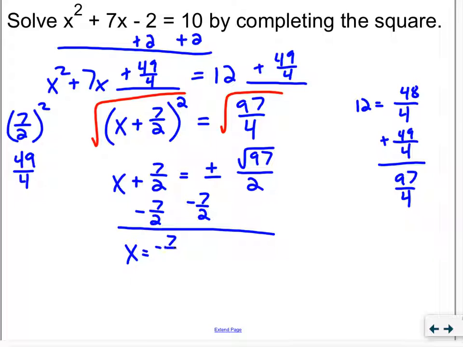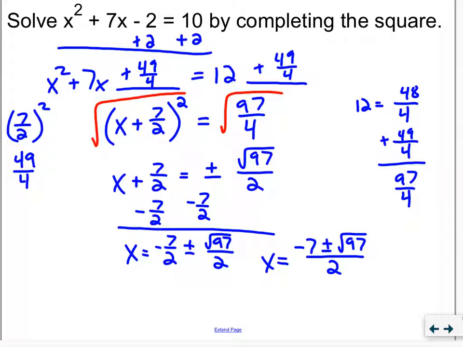I know that it's going to be negative 7 over 2 plus or minus the square root of 97 over 2. But do you see how they both have the common denominator of 2? Let's combine the numerators. Now, you can't really combine them, I know. But what if we write it instead as x equals negative 7 plus or minus the square root of 97 all over 2? That is how the mathematicians write the answer. That looks cool.